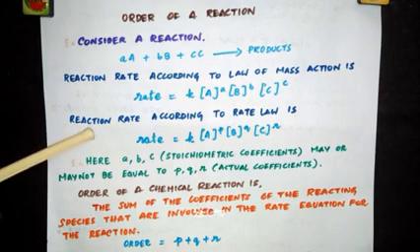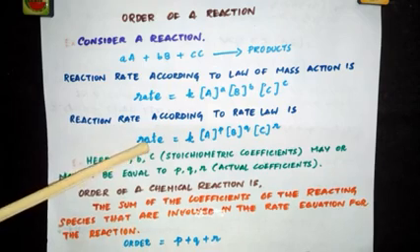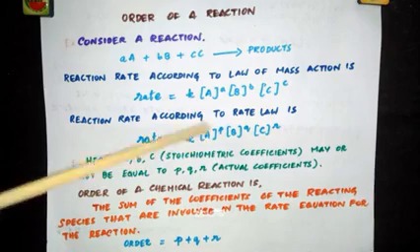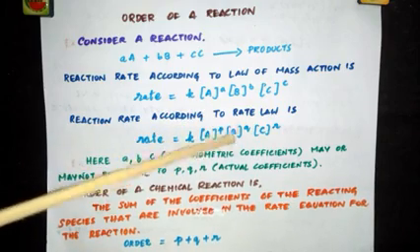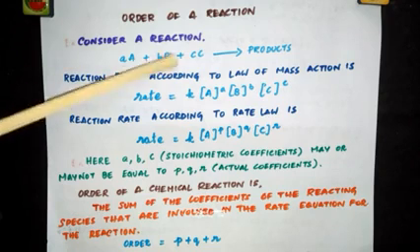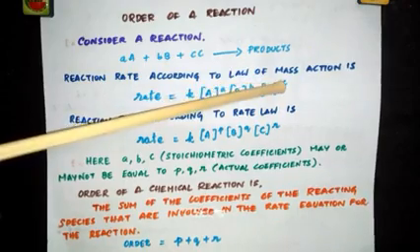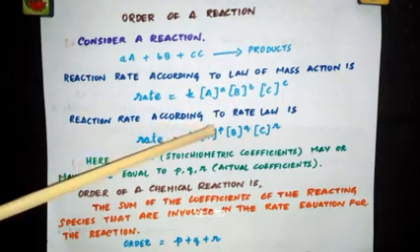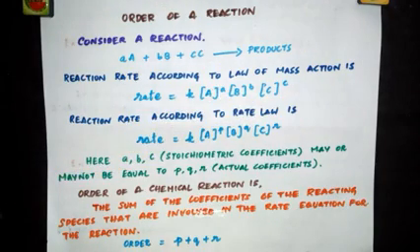Now the reaction rate according to rate law is rate is equal to k, which is again rate constant, into the concentration of A to the power p, concentration of B to the power q, and concentration of C to the power r. And here this p, q, r are the actual coefficients. You have to remember one thing, this a, b, c, which are the stoichiometric coefficients, may or may not be equal to p, q and r, which is in the rate law.